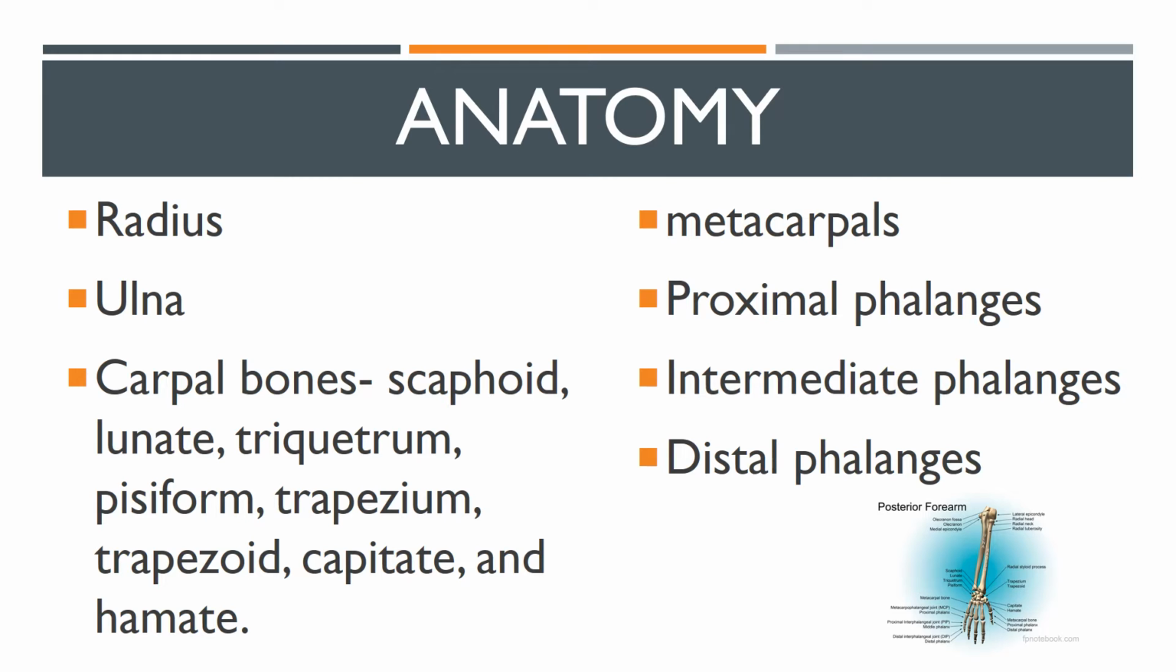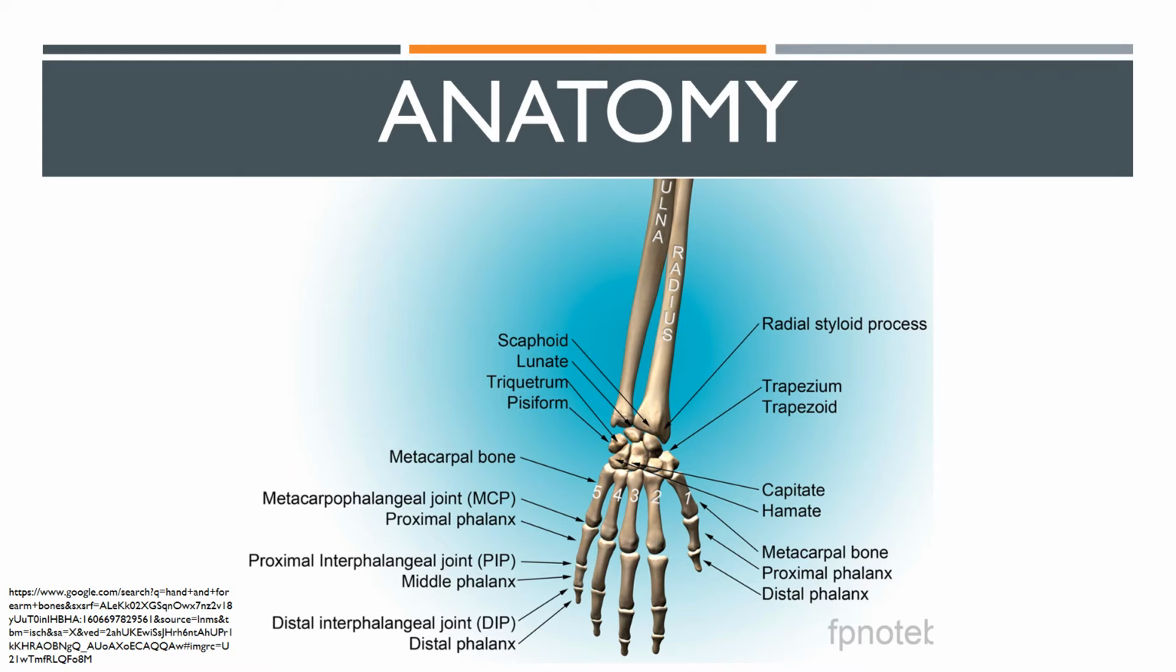The bony anatomy starts with the radius and ulna, the carpal bones, metacarpals, and proximal phalanges, intermediate phalanges, and distal phalanges. Here's a picture of all the bone structures of the hand and wrist.